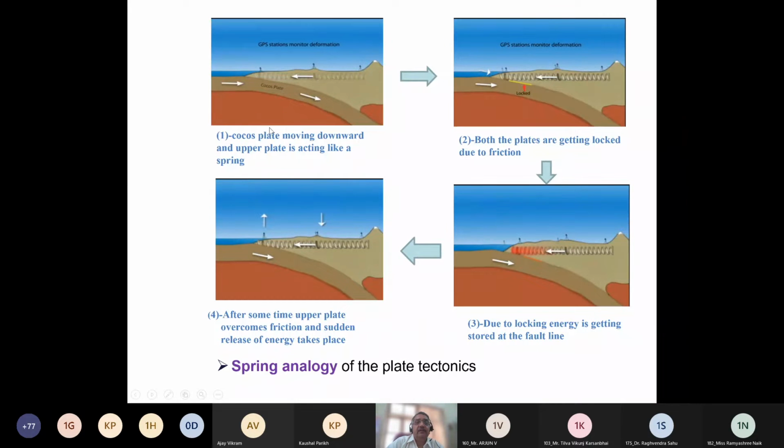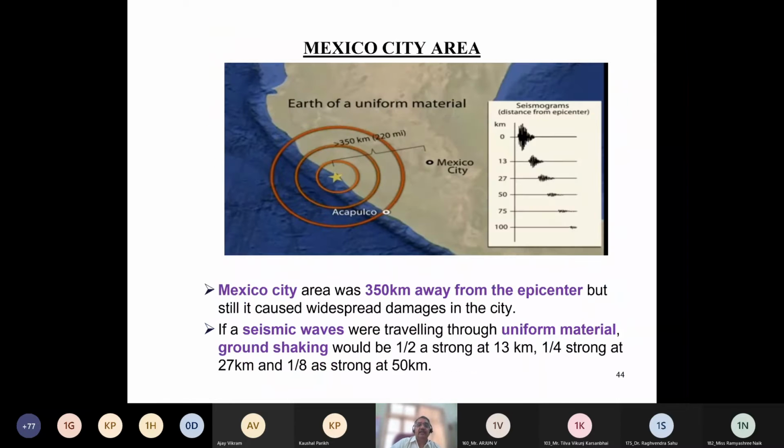So let us see the movement here. Figure 1 shows the Cocos plate moving downward, and this is the North American plate. The upper plate is acting like a spring. In the second figure, both plates are getting locked due to friction, and strain energy builds up, shown in red. Due to locking, energy is stored in the fault line. After some time, the upper plate overcomes friction, and a sudden release of energy takes place, resulting in the earthquake.